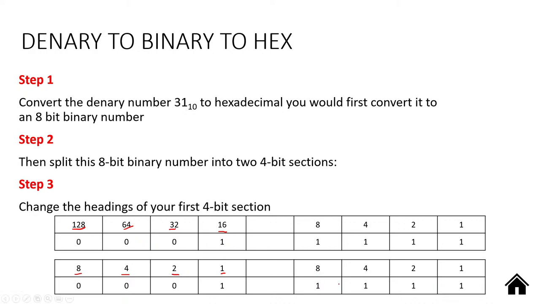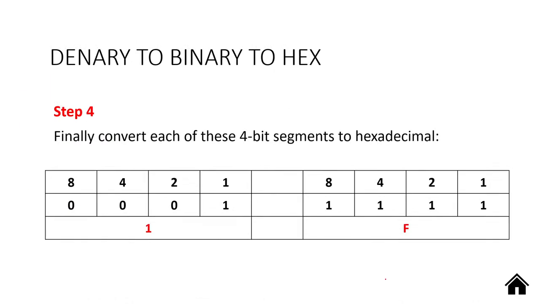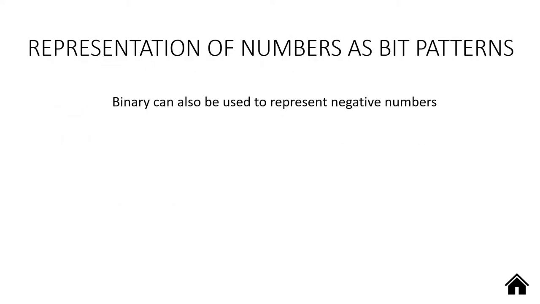We'd add that up. And there we are. So that is all the ones, which would be F. So that's one F. Hopefully you could see that. Why is that F? Because it's 8 plus 4 plus 2 plus 1. That's 15. 15 hexadecimal is F. All right. I'm going to move on unless people tell me to stop.